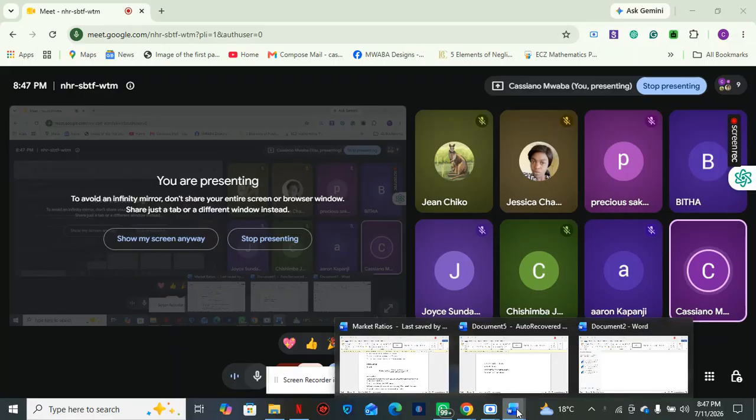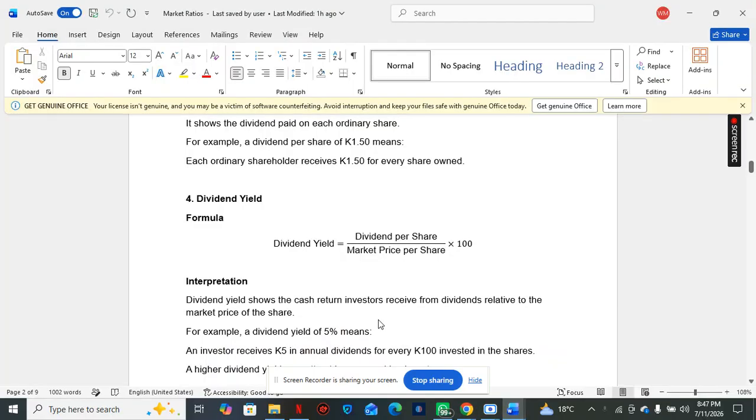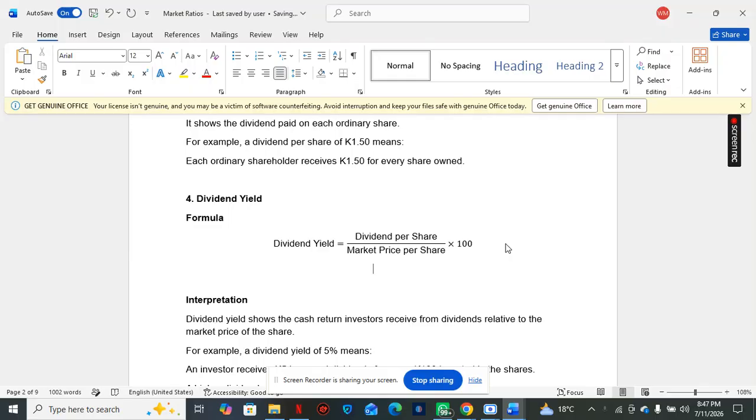Yeah, so we'll look at the dividend yield, which is basically just the return each shareholder is getting, right? This is the formula here. It is dividend per share over market price per share. Okay, so you can think of it like this.